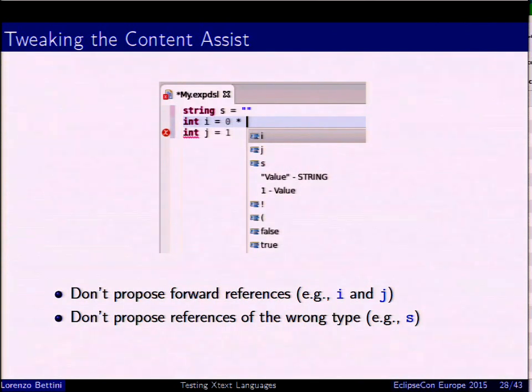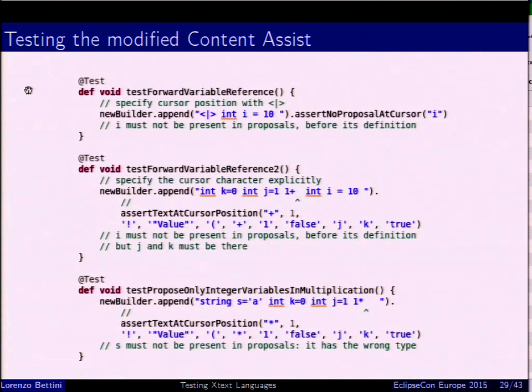So I can tweak the content assist. I'm not showing the code. And then I can test that the content assist works as expected. I can say, in this part of the program, that's the cursor, I don't want that I is proposed. And now I can check that my customized content assist works correctly. I can do the same with other API. Not going into details, but you can check all these situations.